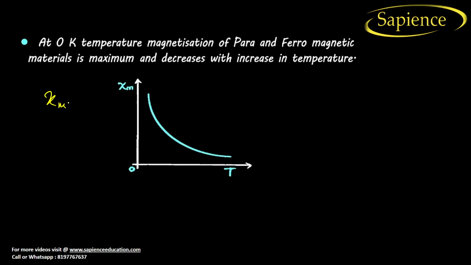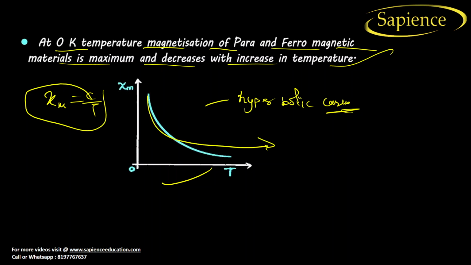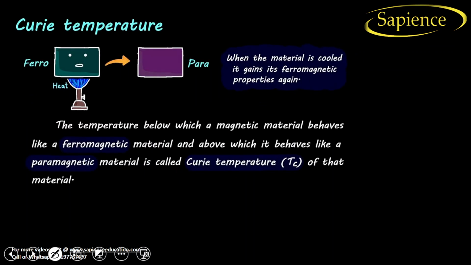Now, as Xm is equal to C by T, we can use it to draw the graph. So it is a hyperbolic curve. At 0 Kelvin, the magnetization of a para and ferromagnetic material is maximum and decreases with the increase in temperature. See here. So this is what we need to understand.